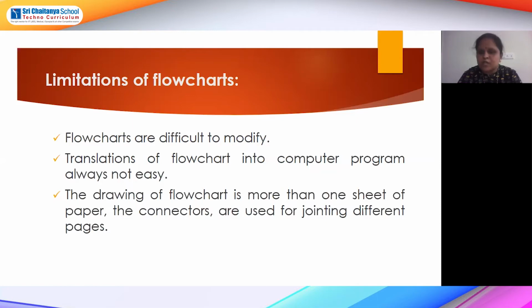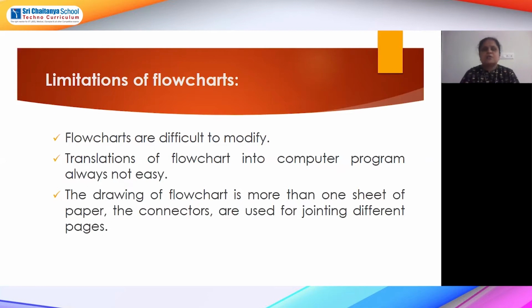Translation of a flowchart into a computer program is not always easy. See, for simple or small programs, seeing the flowchart, it is easy. But when we are writing a big computer program, it is not so easy to draw a flowchart, and it is not so easy to understand the flowchart and to proceed.